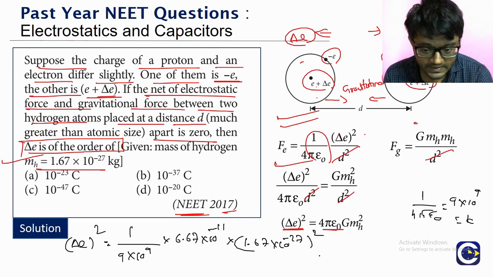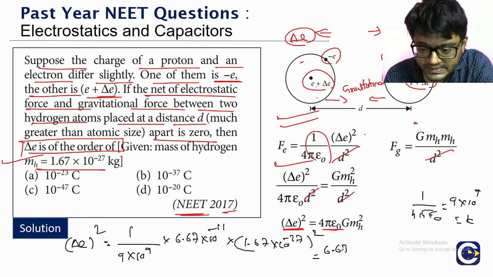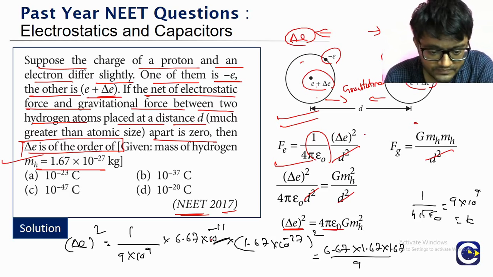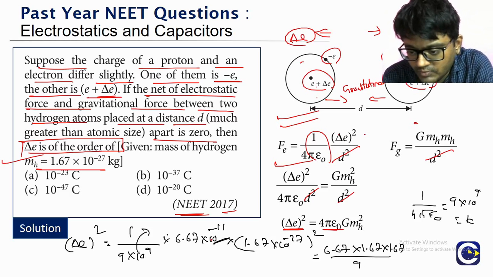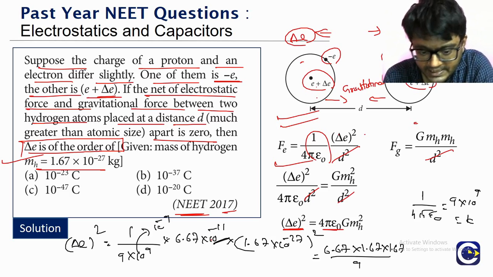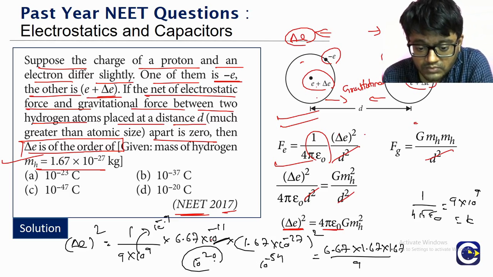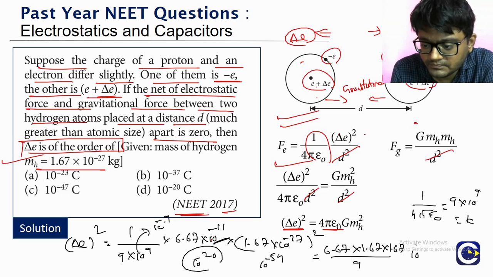Now look at the powers alone. So we'll just keep the terms aside. 6.67 into 1.67 into 1.67 divided by 9. These are the terms. What about the powers? Here 10 power minus 11. The 10 power 9 goes to the numerator, means it will be 10 power minus 9, right? So 10 power minus 9 and 10 power minus 11 means 10 power minus 20. Here already 10 power minus 27, the square means what? It will be 10 power minus 54. Totally what do we get? 10 power minus 74 will come.